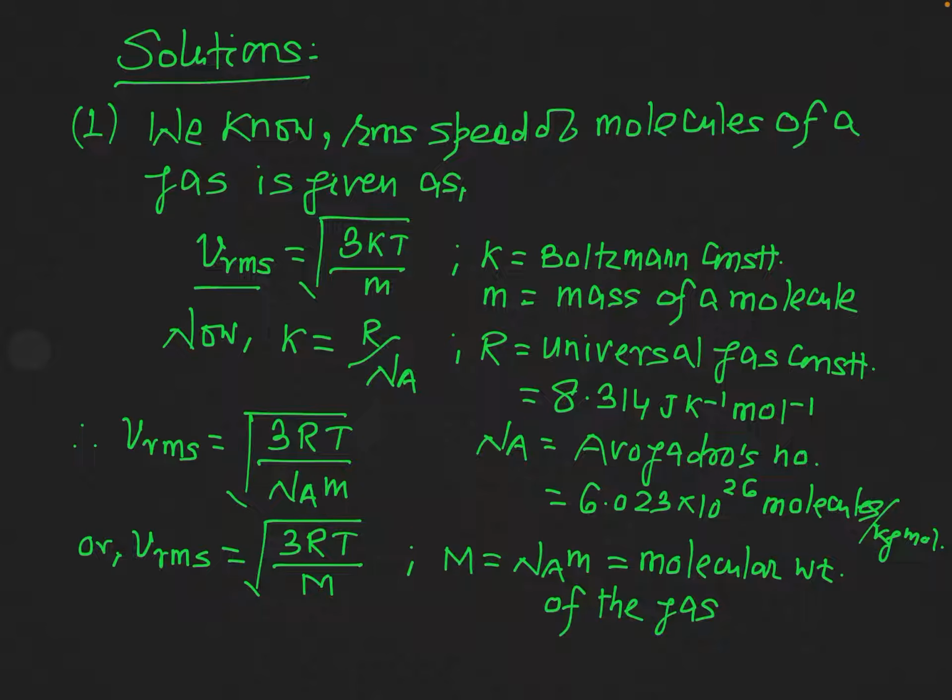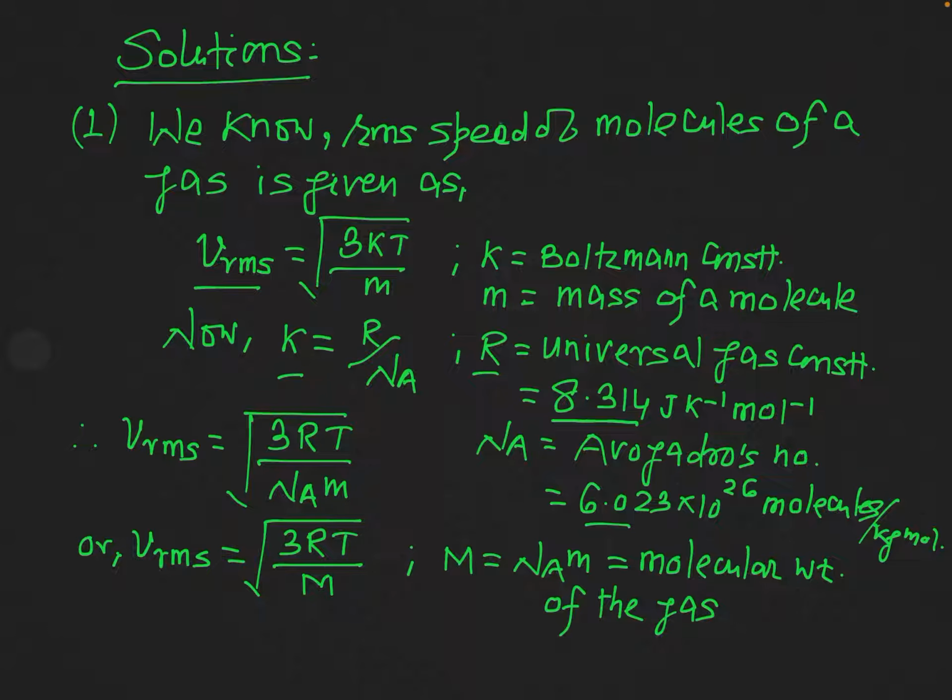Now I am converting this formula into another form. You know, the Boltzmann constant k and the universal gas constant R are related by this formula: k is equal to R over Na. Here R is the universal gas constant and Na is called Avogadro's number. And I have mentioned the values of both of these universal constants R and Na here. So you can replace this k in this formula by R over Na. So you can write Vrms equal to the square root of 3RT over Na times m.